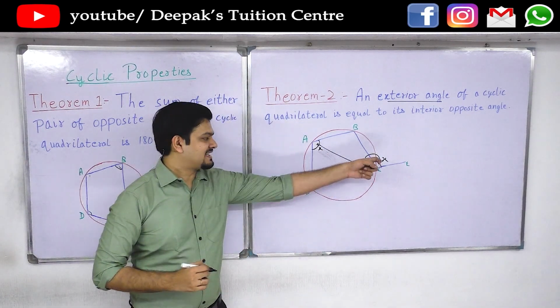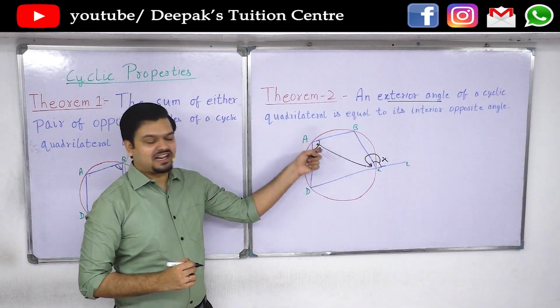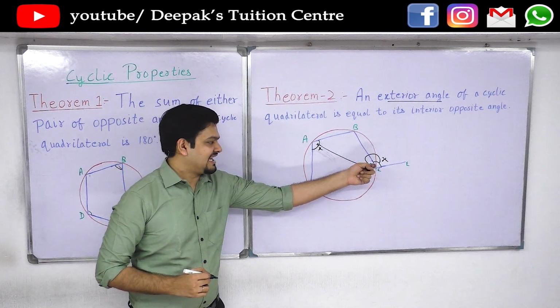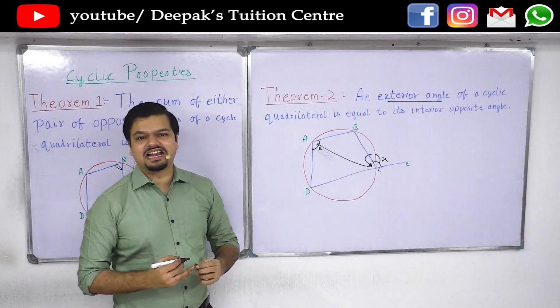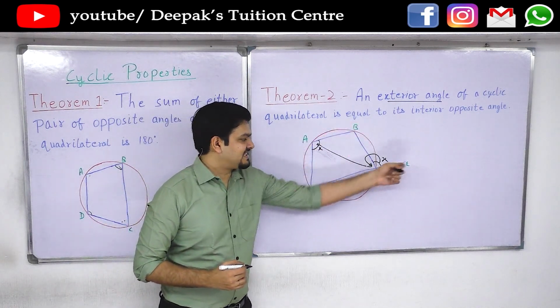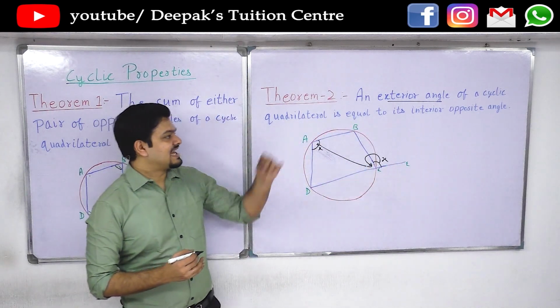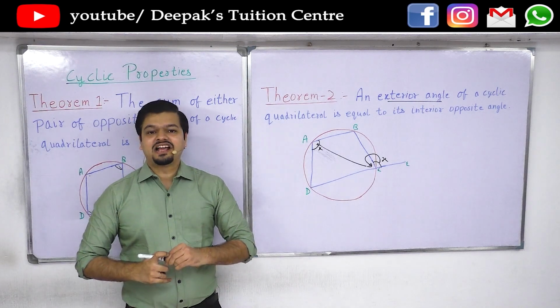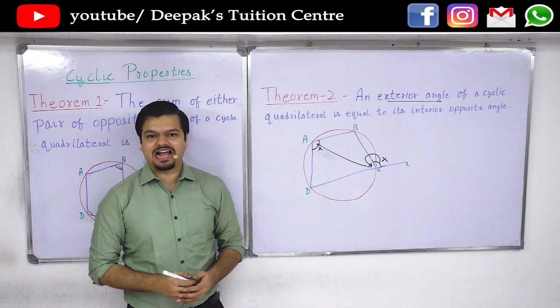Obviously this will not be x. Its interior opposite angle: its interior angle is angle C and the opposite to angle C is angle A. So I can say angle DAB is equal to angle BCE. The reason is: the exterior angle of a cyclic quadrilateral is equal to its interior opposite angle.